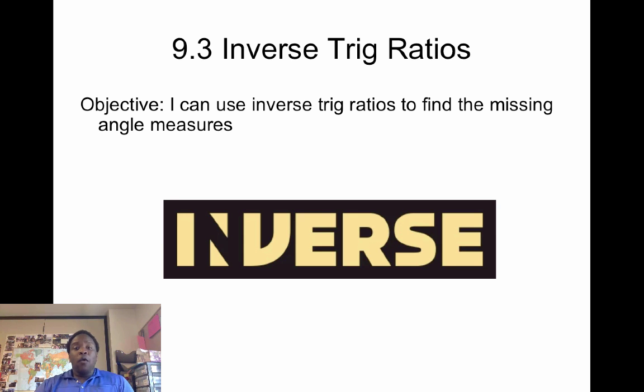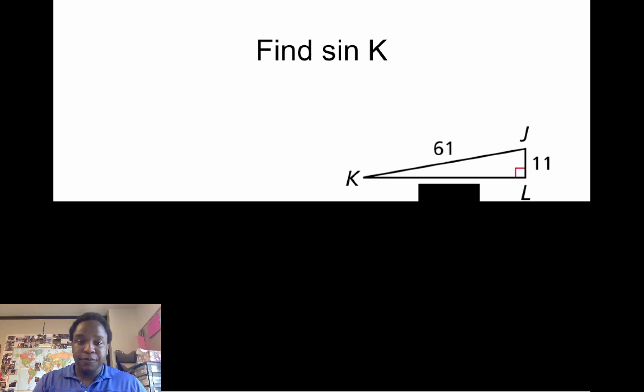So, anyways, we will get to see why we are looking at the steepest street in the world by the end of this lesson. The objective of this lesson is I can use inverse trig ratios to find the missing angle measures. Okay, but before we start finding angle measures, let's do a quick review.